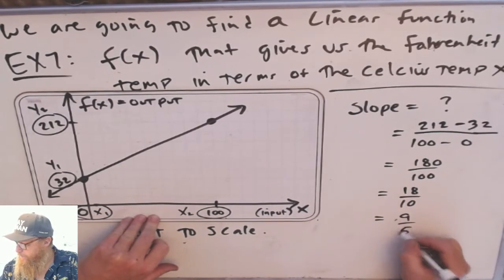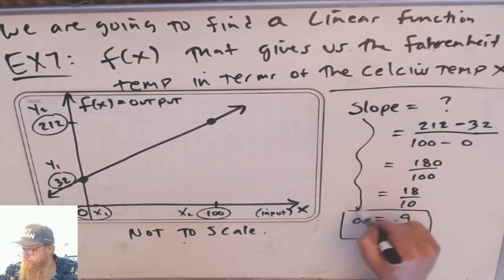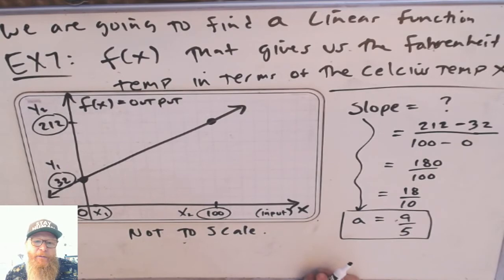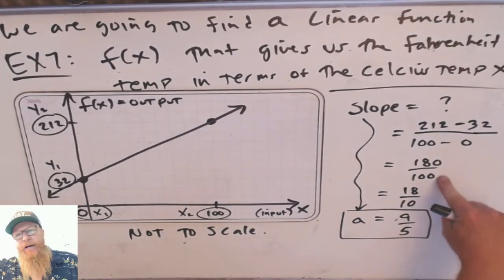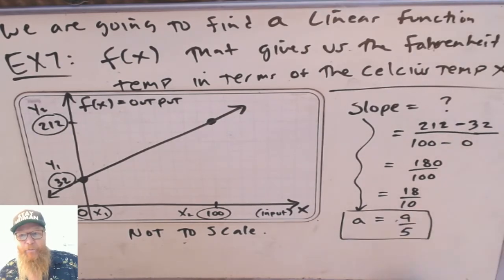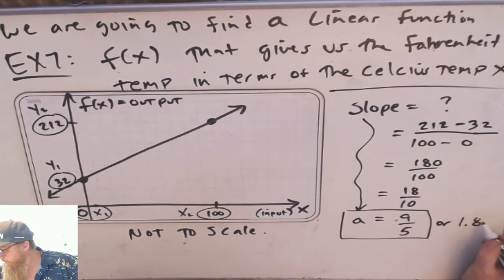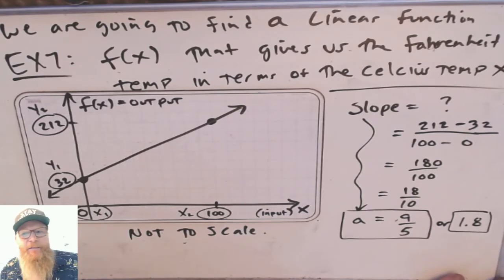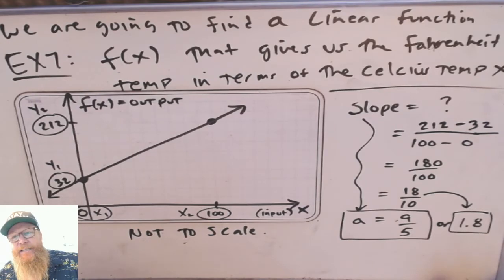So the slope is 9/5. Again, I'm using A for slope. You could use M if you still like that. 180 divided by 100 is 18 divided by 10, 18 tenths, which is 9/5. Or if you prefer decimals, in this case, I would also accept 1.8. Means the same thing as 18 tenths. Yeah, you can just jump right to here. 18 tenths is 1.8.